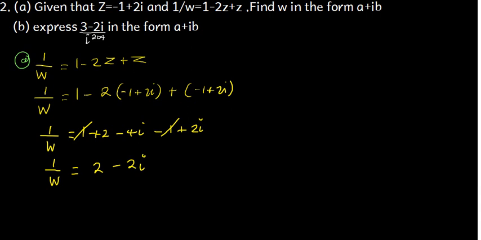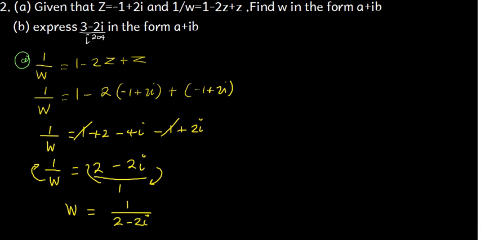Now, since we have got 1 over w, if we take w on top, that means, of course, this is the same as 2 minus 2i over 1. So if w goes on top, 1 comes down, then 2 minus 2i will come down, and then 1 is going to go on top. So that will become w is equal to 1 over 2 minus 2i.